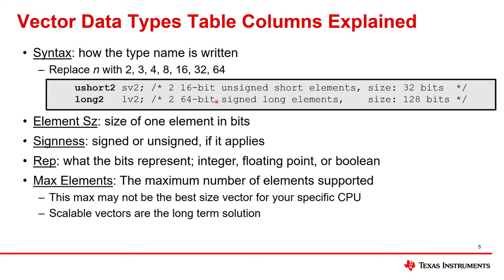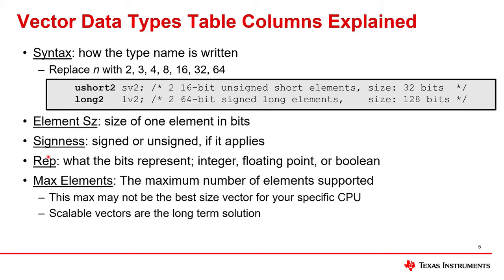Two 64-bit signed long elements. A long is 64 bits on C7000, and so two of them comes to 128 bits. The next column, element size, is the size of one element measured in bits. The next column, signless: in the case of an integer representation, is it signed or unsigned?